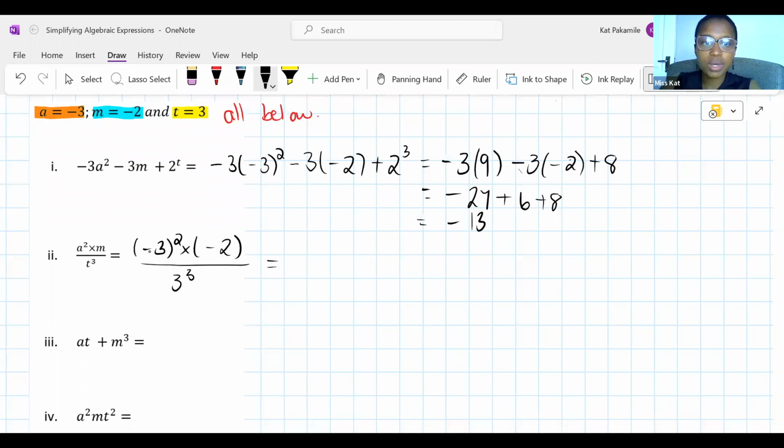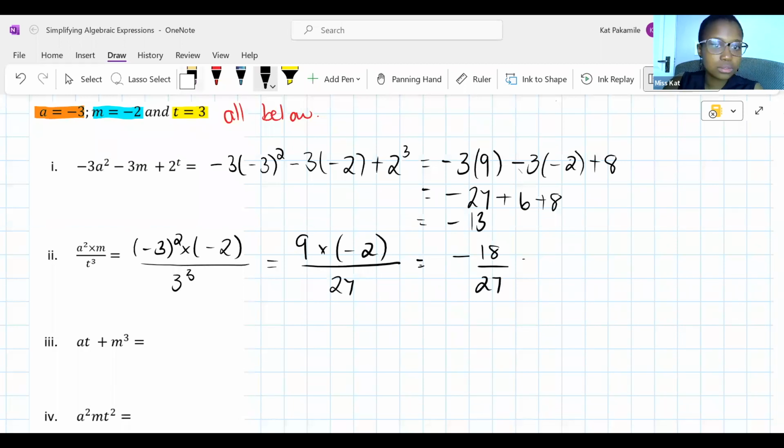What's -3 squared? -3 squared is +9. I'm just going to rewrite this one. And then at the bottom, what's 3 cubed? 3 cubed is 27. Okay. And then we're going to say +9 times -2 will be -18 over 27. Are we done? No. We can still simplify, right? Yes. If we use factors of 9, we could say 2 over 3, minus 2 over 3.